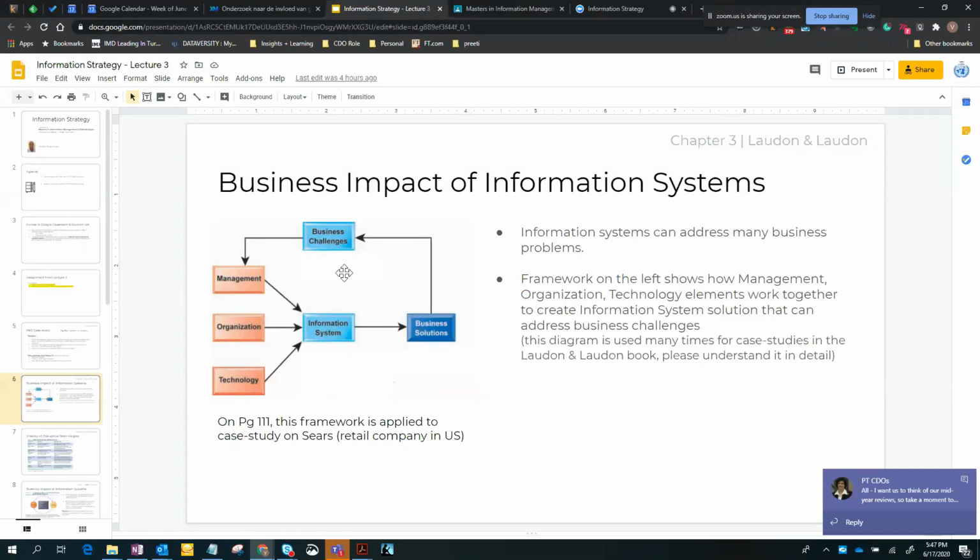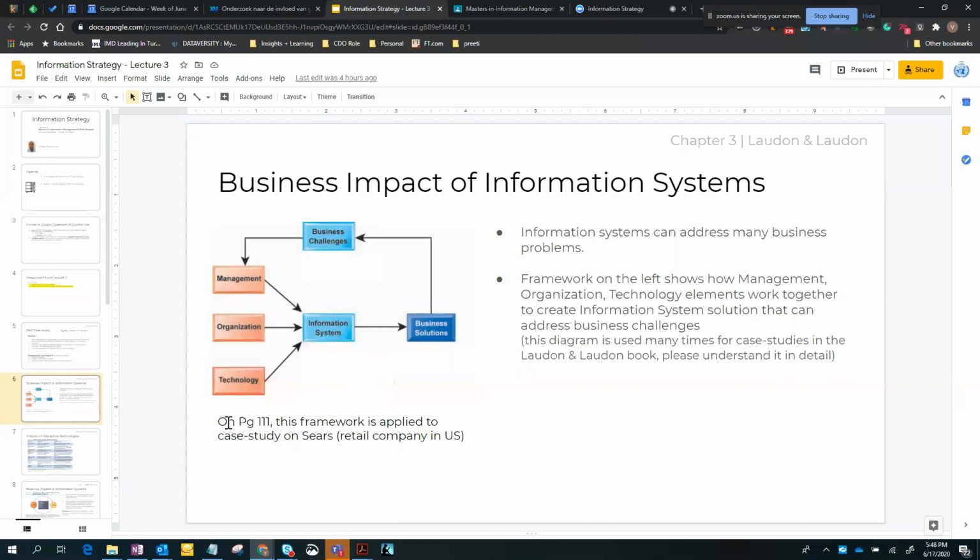So even for the PNG case study, I think they have this diagram, and they've kind of said, hey, what the manager was thinking about and what information, how they use information system, etc. So please, you need to understand this diagram a bit better. So yeah, what I wanted to say, the framework on the left shows how management and organization technology elements come together to create an information system. This diagram is used many, many times for case studies, so please understand a bit more in detail.